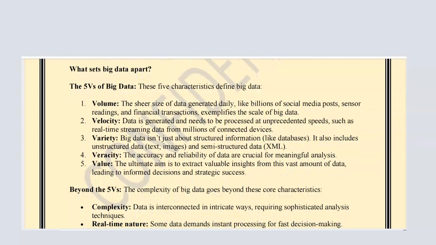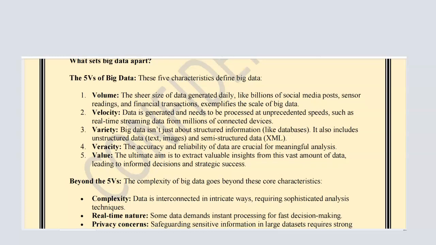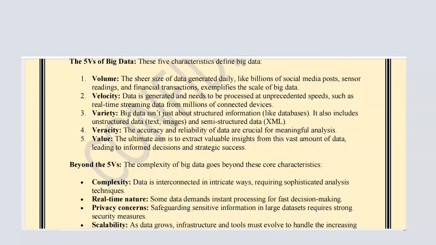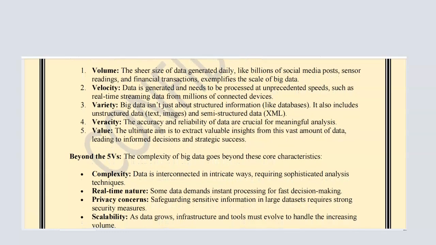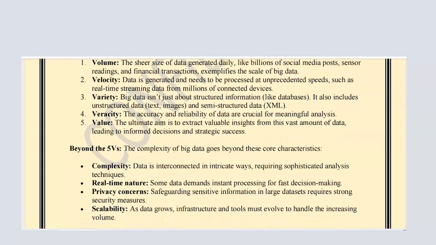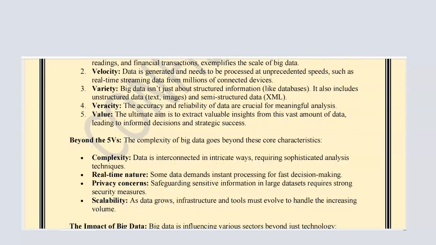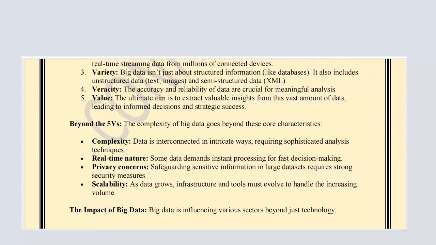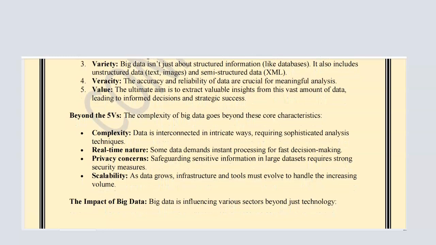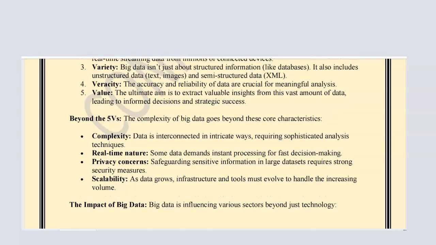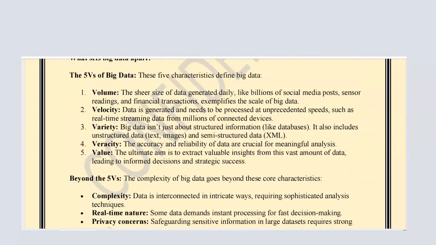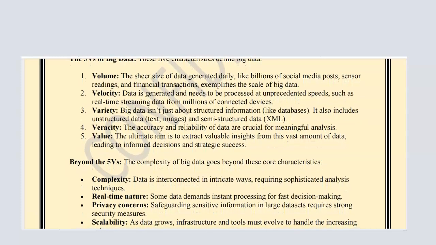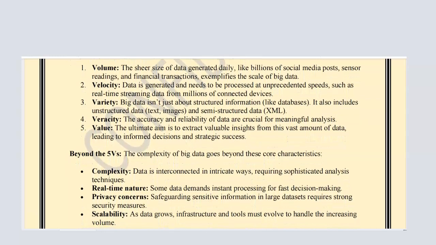That is the 5 V's of big data. The first one is volume. Imagine data being generated by millions of social media posts, sensor readings, and financial transactions daily. So that is big data's sheer size. Then velocity. This is the speed at which the data is created and needs to be processed.